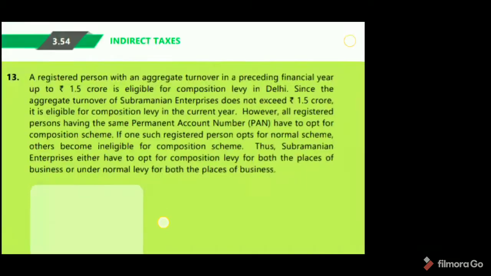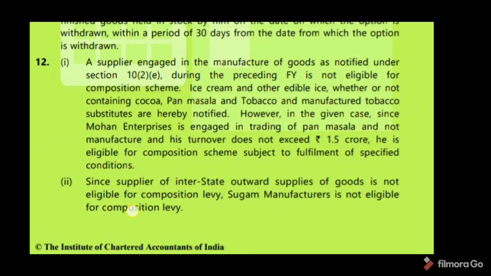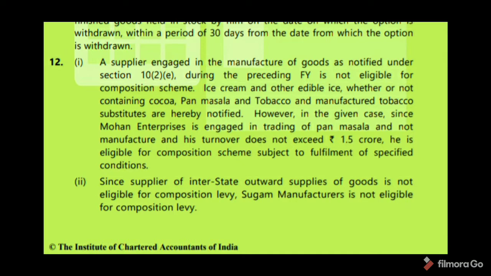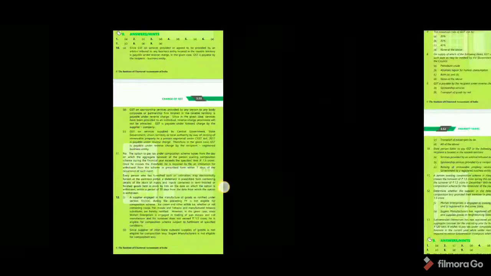See here, a supplier engaged in the manufacture of goods, but here Mohan Enterprise is engaged in trading, not manufacturing. Okay, a manufacturer of goods as notified under section 10(2)(e) during the preceding financial year is not eligible for composition scheme. Ice cream and other edible ice, whether or not containing cocoa, pan masala, and tobacco and manufactured tobacco substitutes are hereby notified. However, in the given case, since Mohan Enterprise is engaged in trading of pan masala and not manufacture, and his turnover does not exceed 1.5 crore, he is eligible for composition scheme subject to fulfillment of specified conditions. Okay, see the next question.